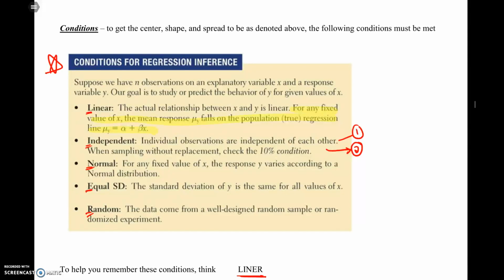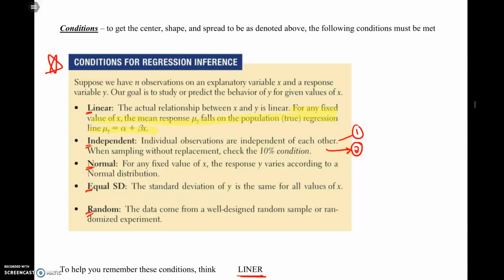For any fixed value of X, the mean response, mu sub Y, falls on the population true regression line. Basically, it's a check for linearity. If this highlighted portion fails, then you don't have a linear model. Your data doesn't follow a linear model.